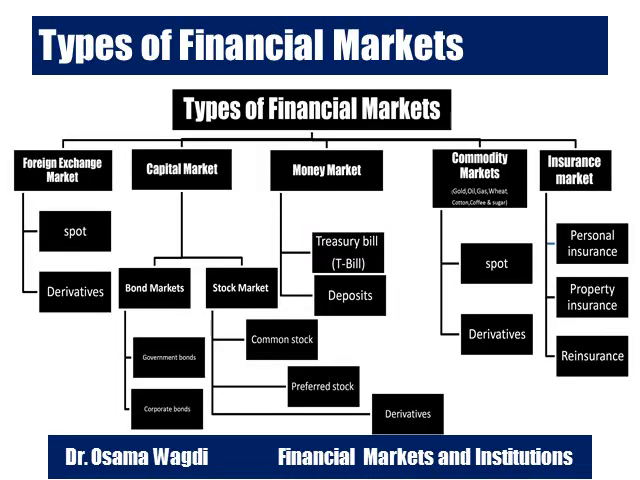So let's see the types of financial markets. We can divide them as shown in front of you. Types of financial markets: foreign exchange market, capital market and money market, commodity markets, insurance markets.